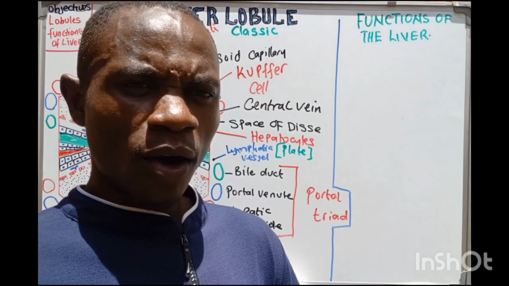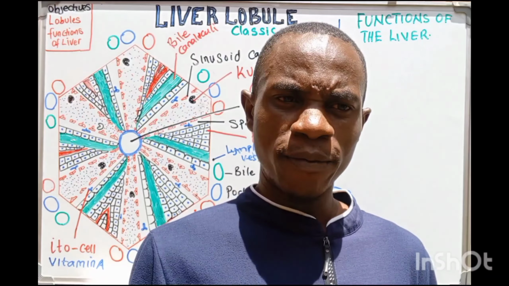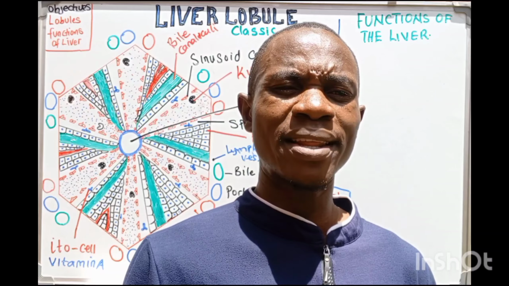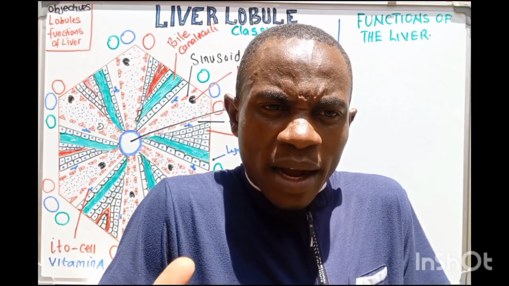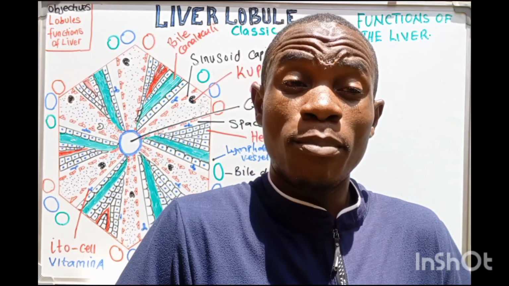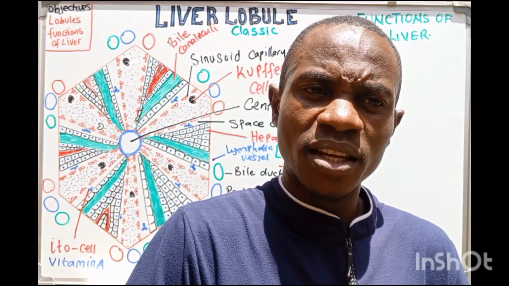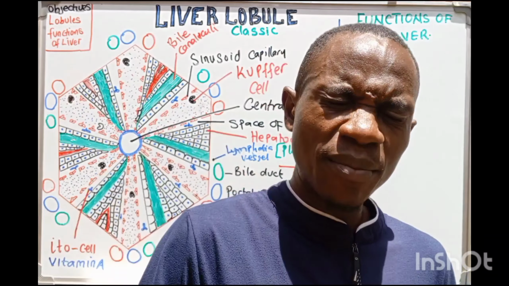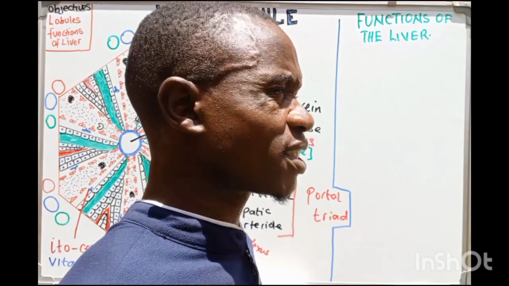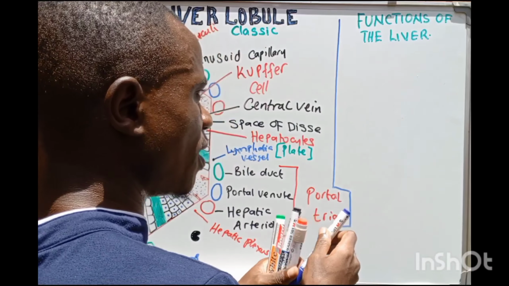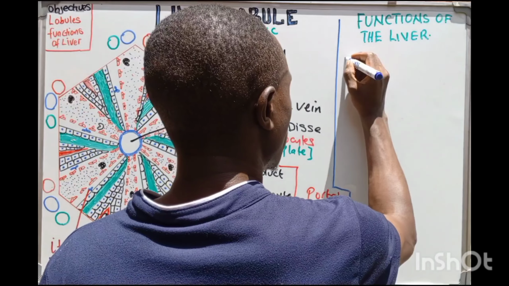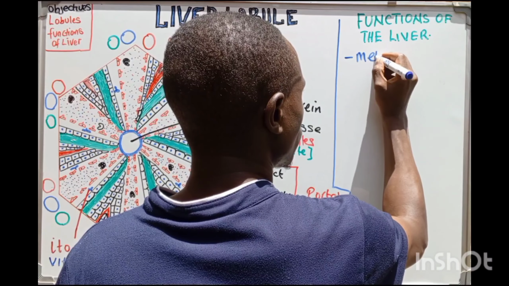So now, all the nutrients that we absorb from the small intestine, and even some other substances that we absorb from the large intestine, are all going to come to the liver for the process of metabolism. Metabolism of proteins, fats, carbohydrates, and even vitamins. All of those metabolic processes are played by the liver. So now the very first function of the liver is what we call metabolism.